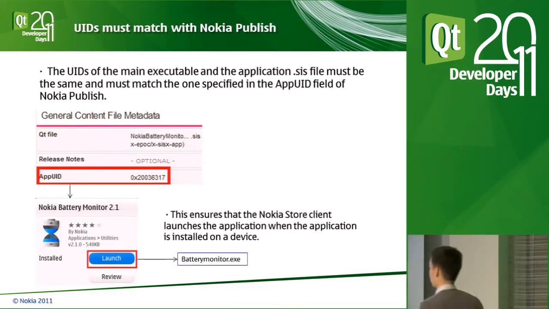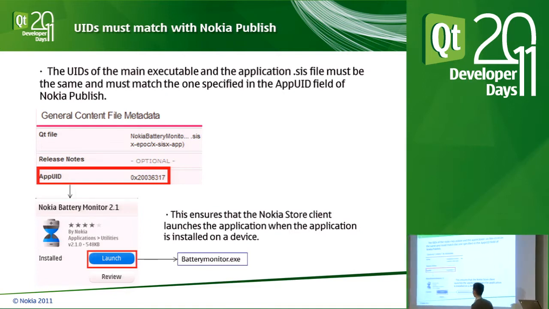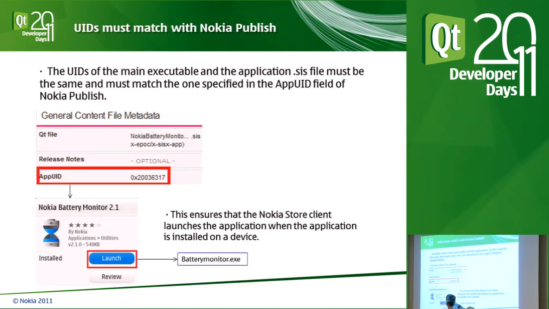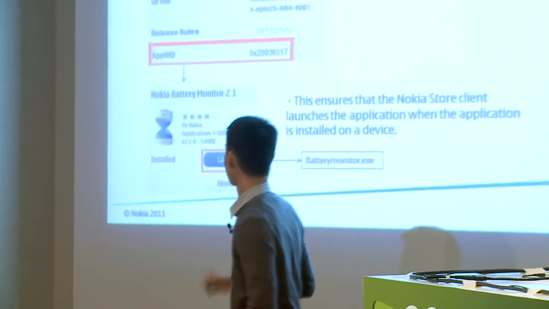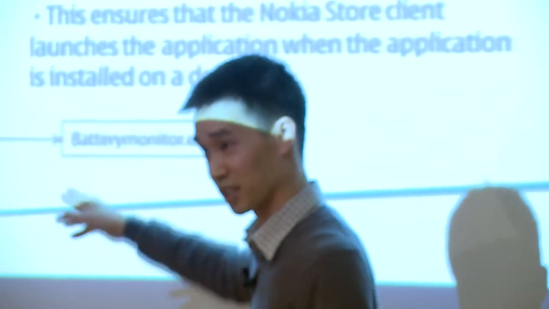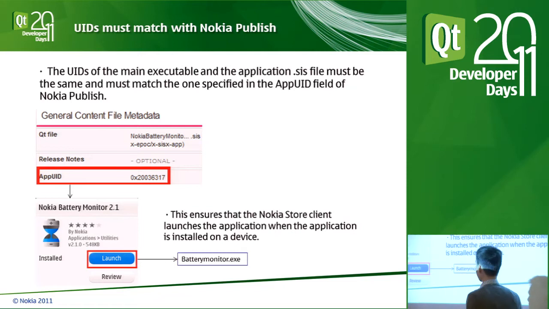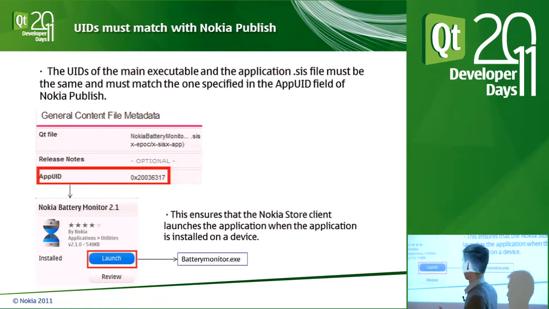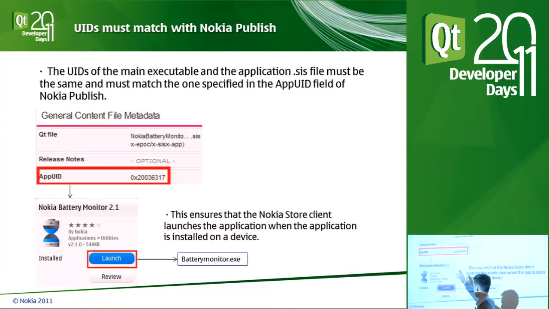So I made a note here about the app UID. Gord's going to talk about this later on. Within the Nokia Publish tool, you define the application UID, and the thing to note here is that this UID has to match the UID of the executable that launches your application. So a common QA failure here would be applications that use multiple UIDs, or they have multiple EXEs, and the developer has specified a UID that isn't the actual launch UID.